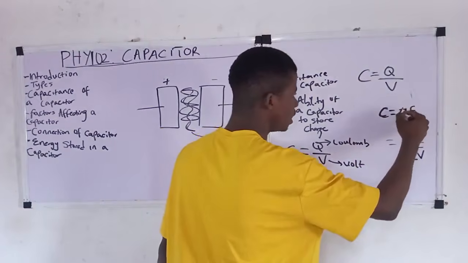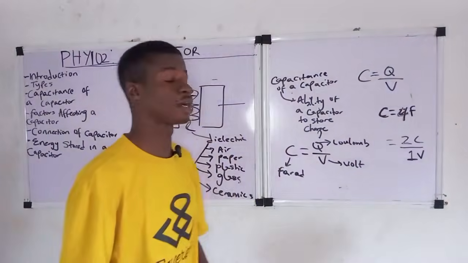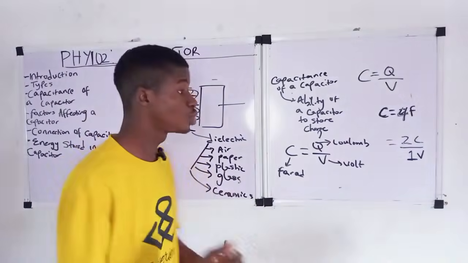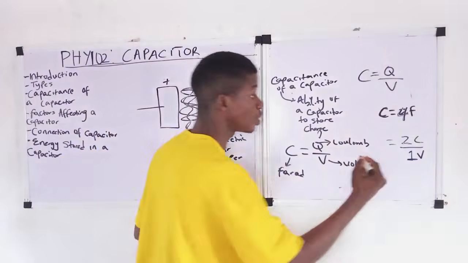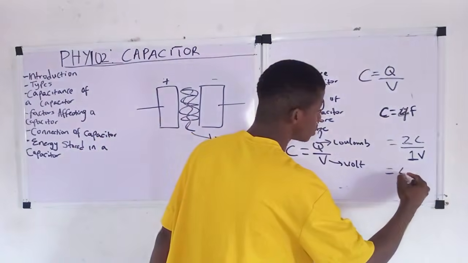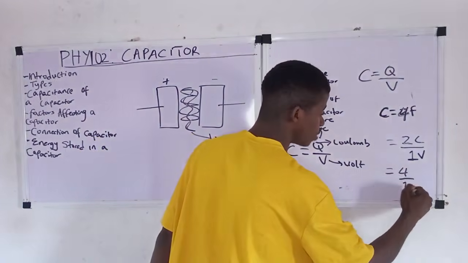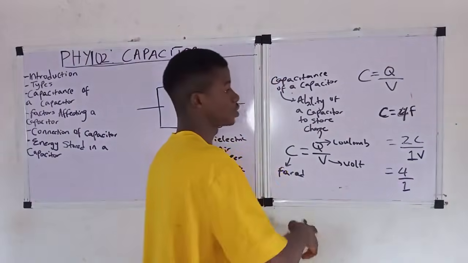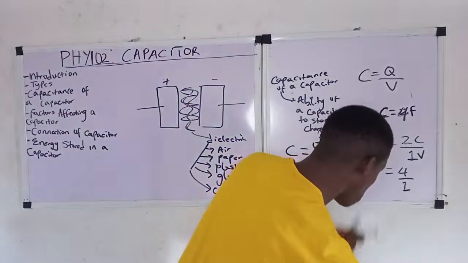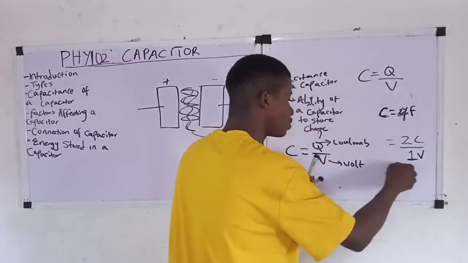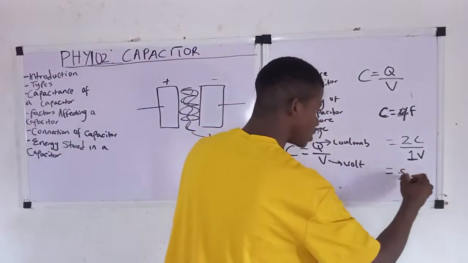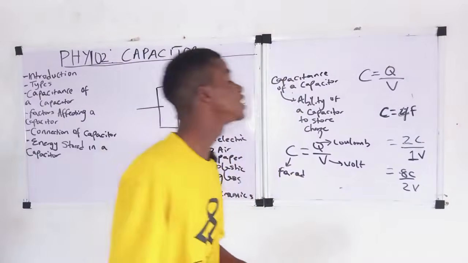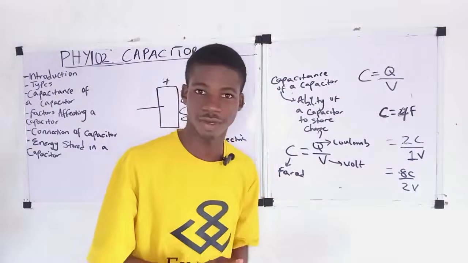Let's say the capacitor is 4 farads. It means that the capacitor was able to store 4 coulombs of charge in 1 volt, because 4 divided by 1 gives us 4. Or you can say the capacitor was able to store 8 coulombs of charge in 2 volts. See, the same thing. 8 divided by 2 gives us 4, right?